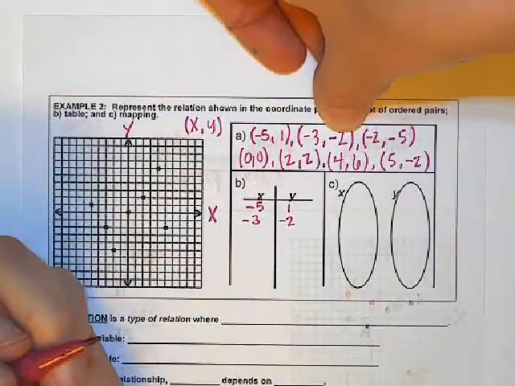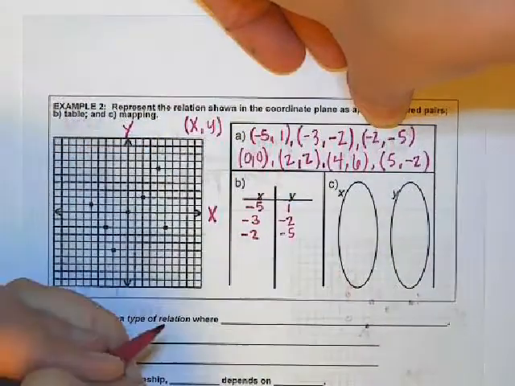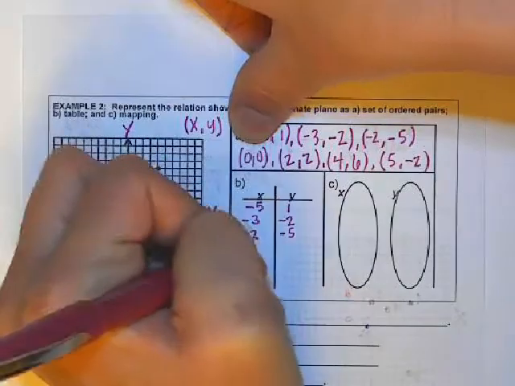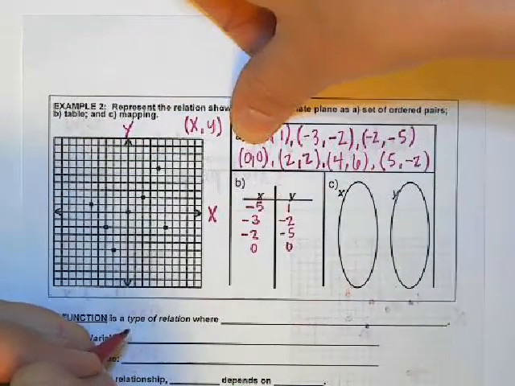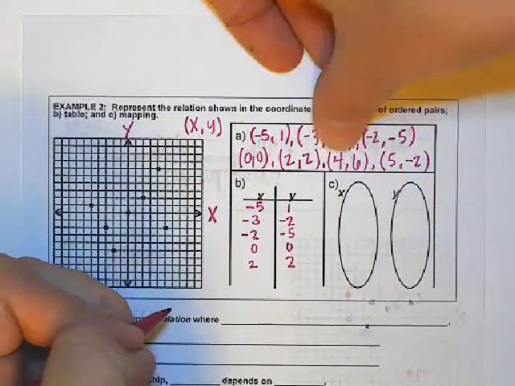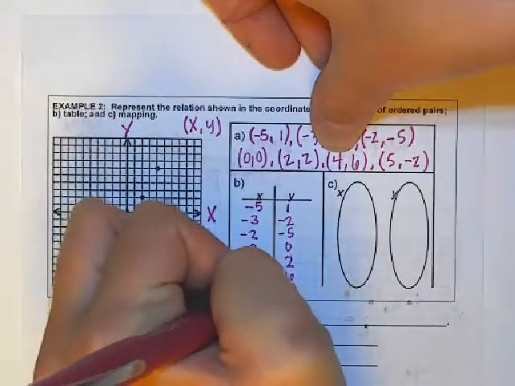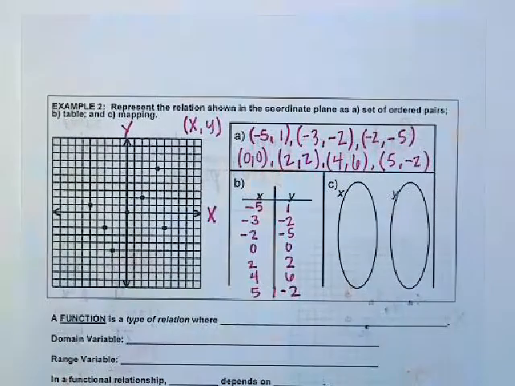Make sure you're writing with me. Negative 2, negative 5, 0, 0, which is the origin. Then I've got 2, 2, 4, 6, 5, negative 2. Okay, all right, that's my table.